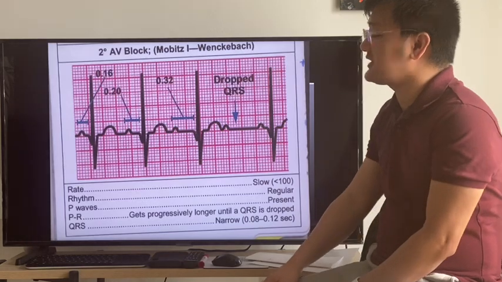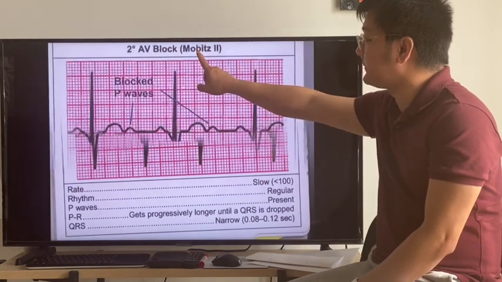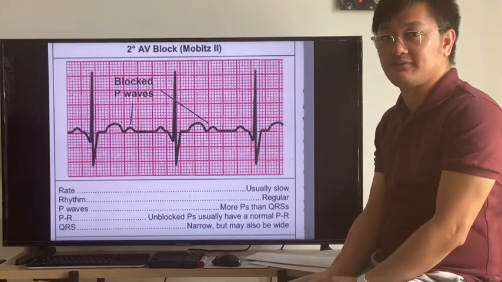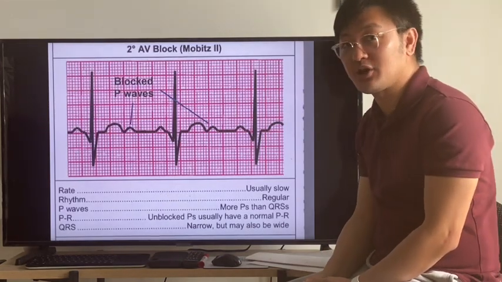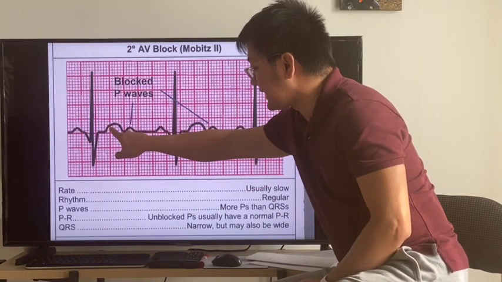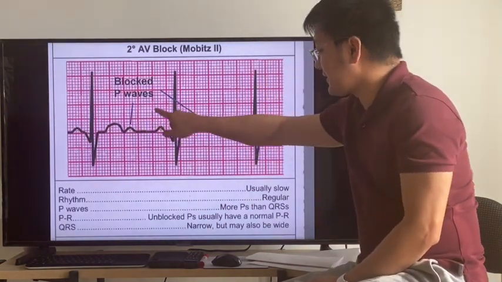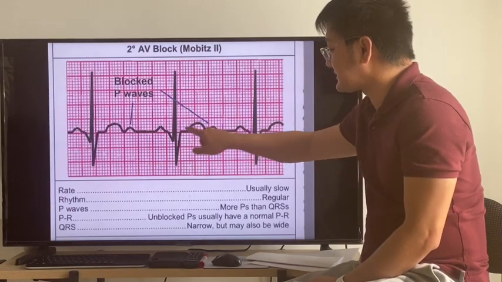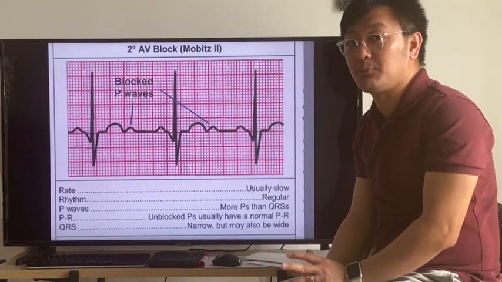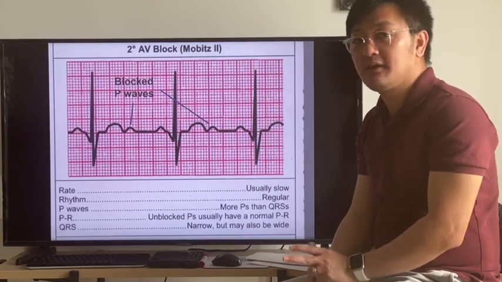Look at your second degree AV block, Mobitz 2. In Mobitz 2, there could be 2 P waves, okay, before QRS. Look, P, Q, R, S, T. Another P, another P. QRST. In short, it is your second degree AV block, Mobitz 2.